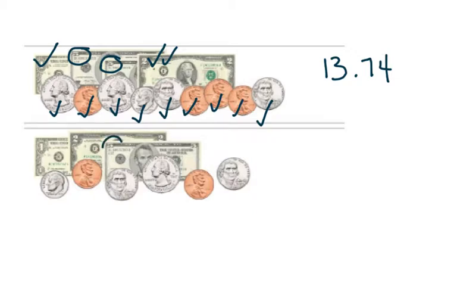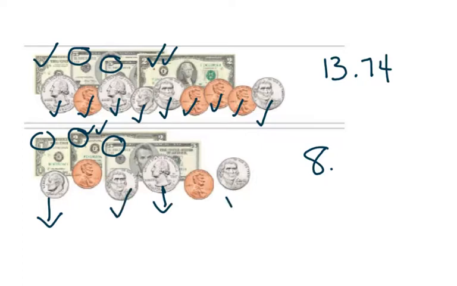In the next one, I have a $5, 2, and 1. So that's $5, $6, $7, $8. I have 1 quarter. That's worth 25 cents. And then I got a dime, so that'll take me up to 35 cents.